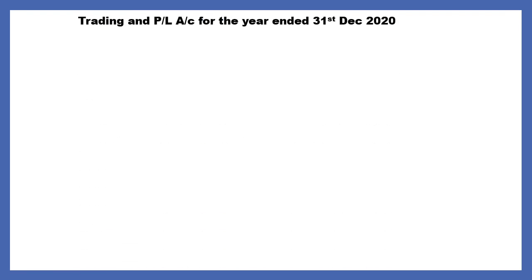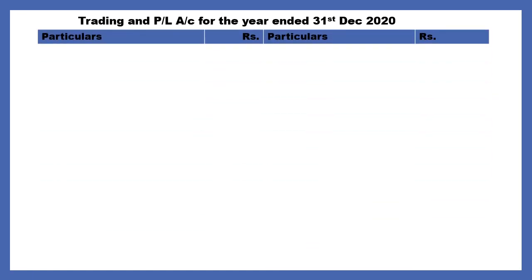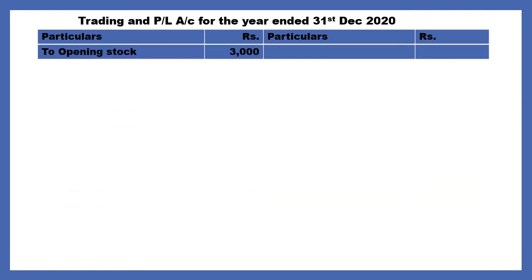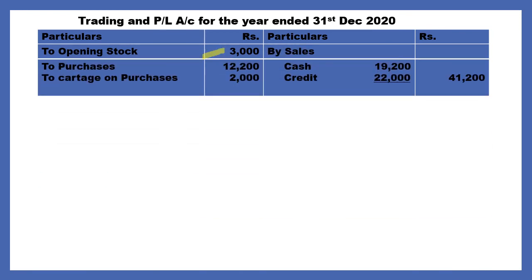So next, preparation of trading profit and loss account for the year ended 31st December 2020. Particulars amount, debit and credit if necessary. So first item, to opening stock 3,000 rupees as per the problem. Next, to purchases 12,200, that we have identified by preparing total creditors account. Next, to cartage on purchases 2,000 rupees.